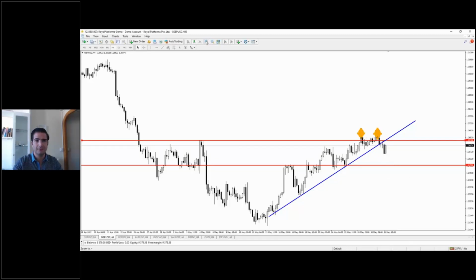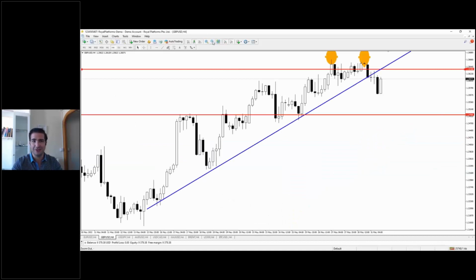So most probably it will test the 1.2636 and then tumble to this level again, 1.2455 or 1.2496. Let me zoom instead of approaching the screen. So 1.2496 could be seen for GBPUSD after testing this area here, which is 1.2636. So retracement and then a move to the downside. This is most probable.